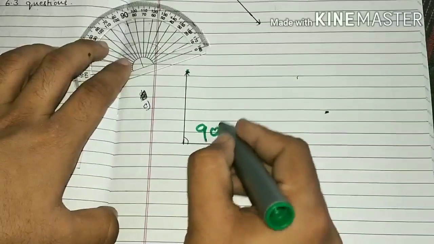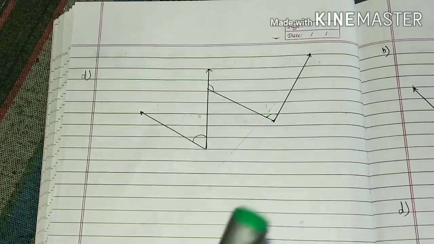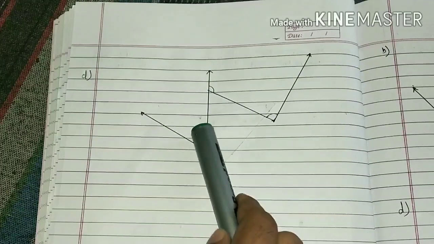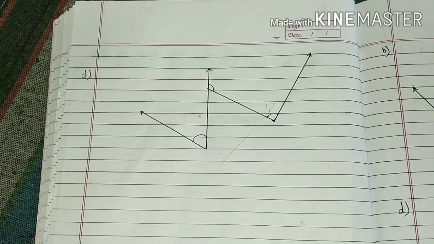Okay, so what is the angle here? 90 degree. Now we are going to do the D part. Here also we have to measure the angles. Here 3 angles are given. One is this one, and this one. We have to measure all these angles one by one.